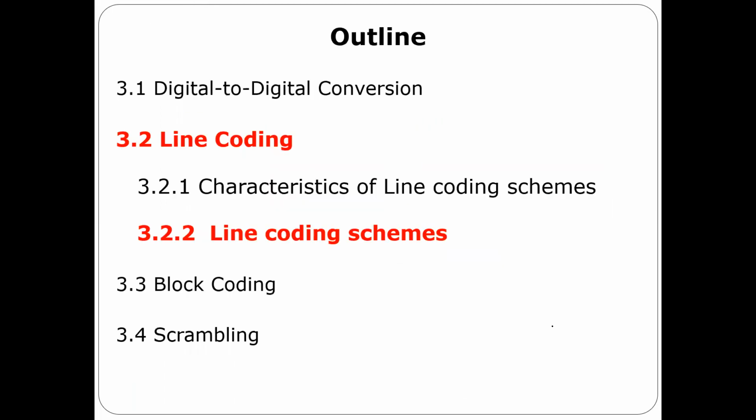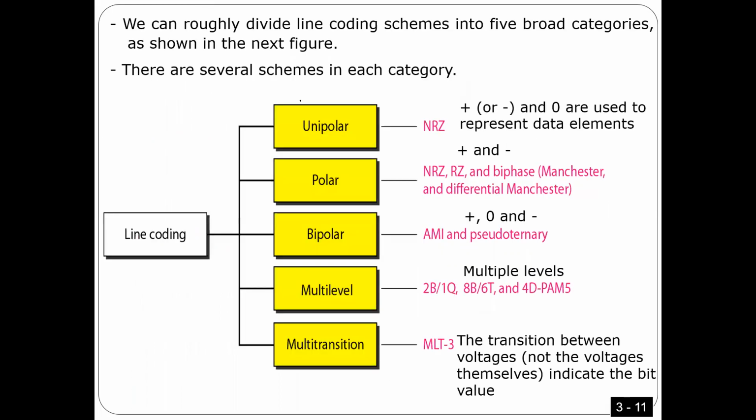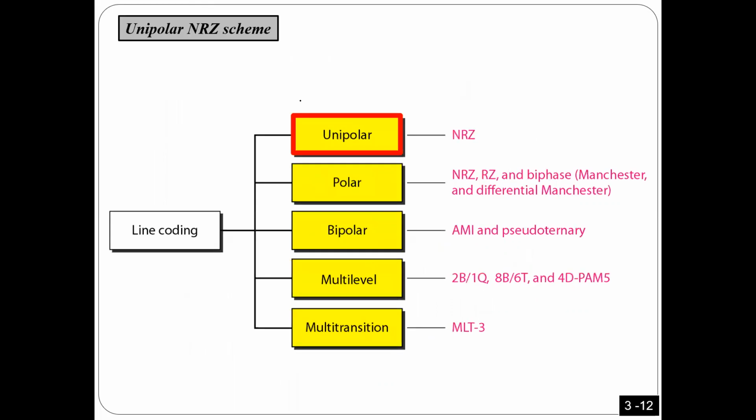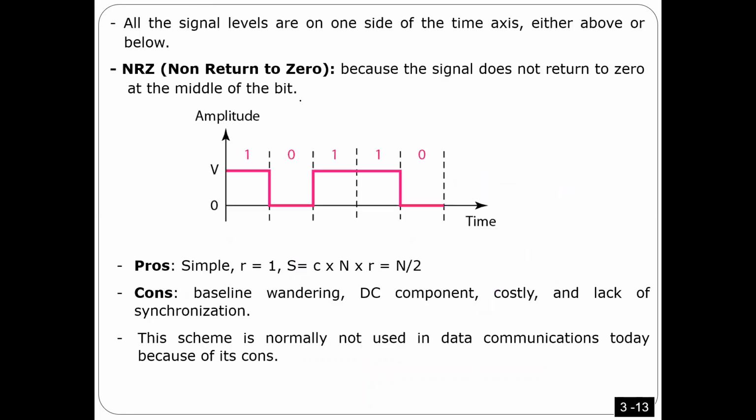So here, I'm going to teach line coding, which is different types of encoding schemes. I'm going to start with unipolar. Maybe you're already familiar with some of them. I'm going to teach unipolar, polar, bipolar, multi-level, multi-transition. So let's start with the first one, which is a very easy one, unipolar.